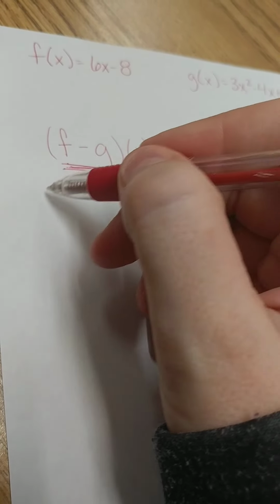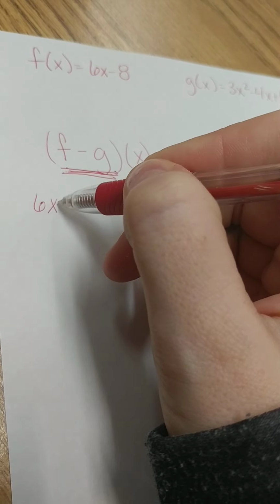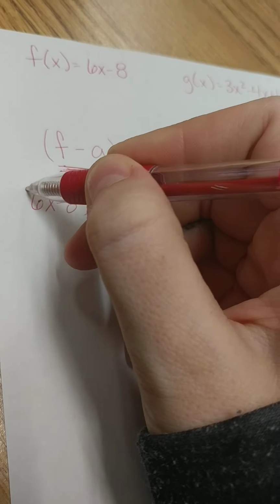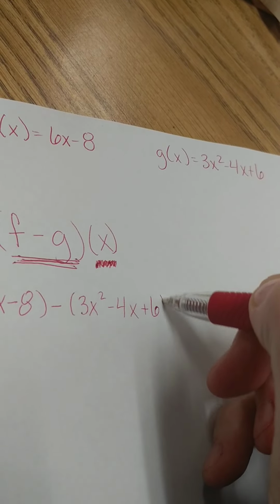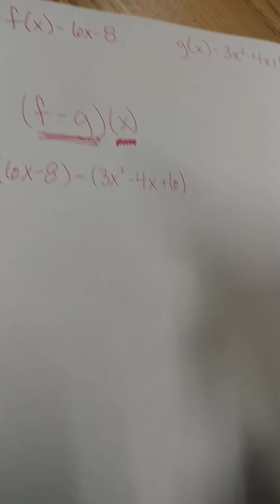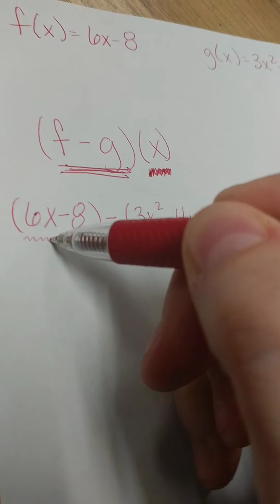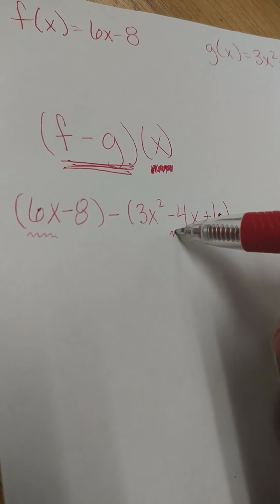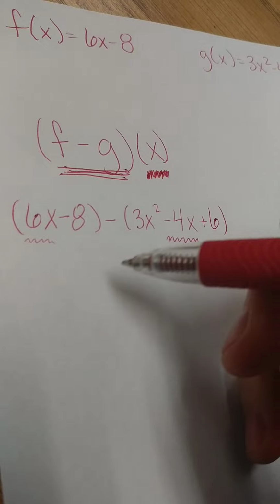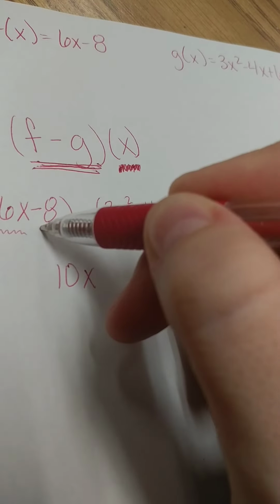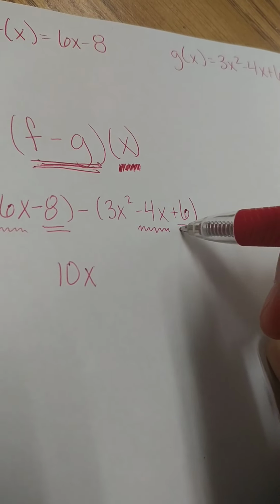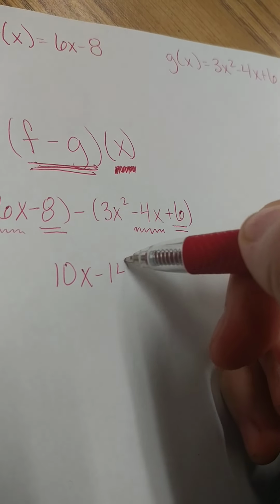So this says f minus g. I'm going to take function f, and I'm going to subtract function g. Now, I'm going to keep them in parentheses because I need to know that everything in that second parentheses is being subtracted. So this is all like terms. We have 6x minus negative 4x. Now, when you minus a negative, you're adding, so that gets us 10x. Then we have negative 8 minus 6, which is negative 14.